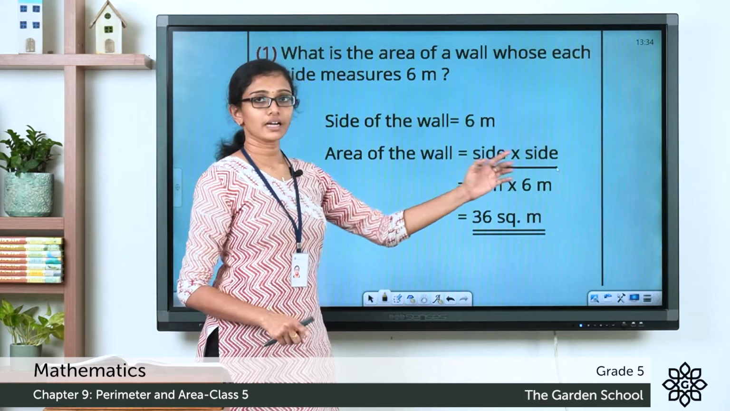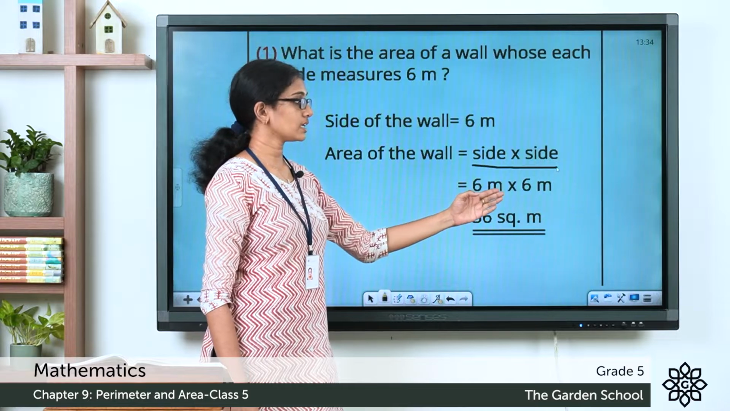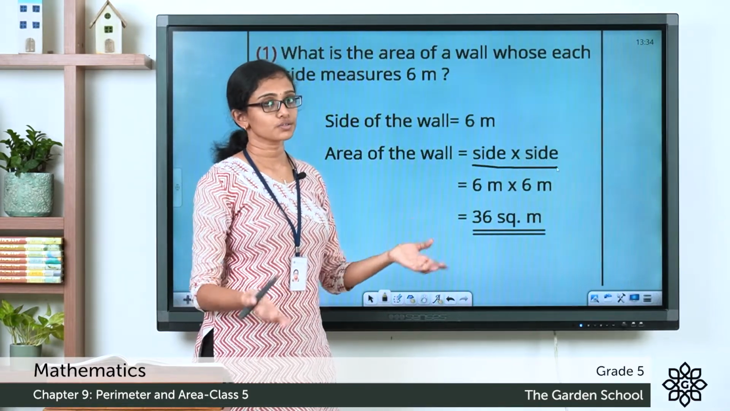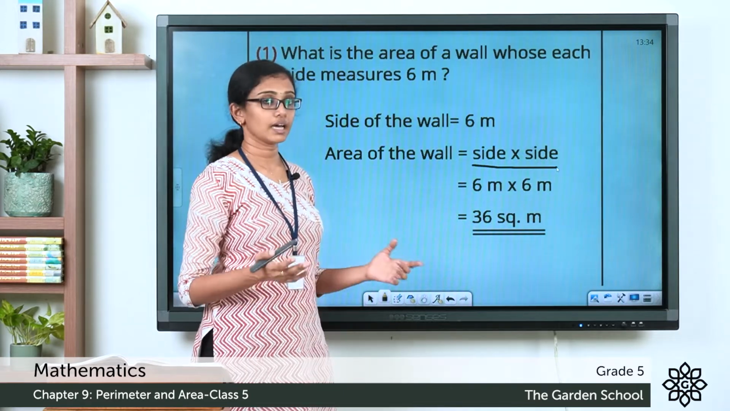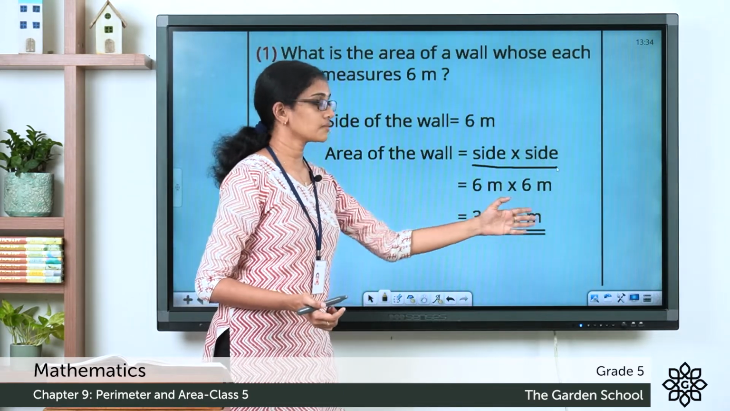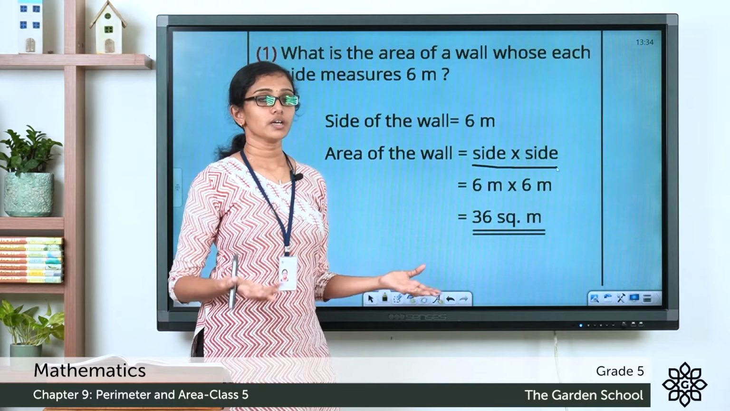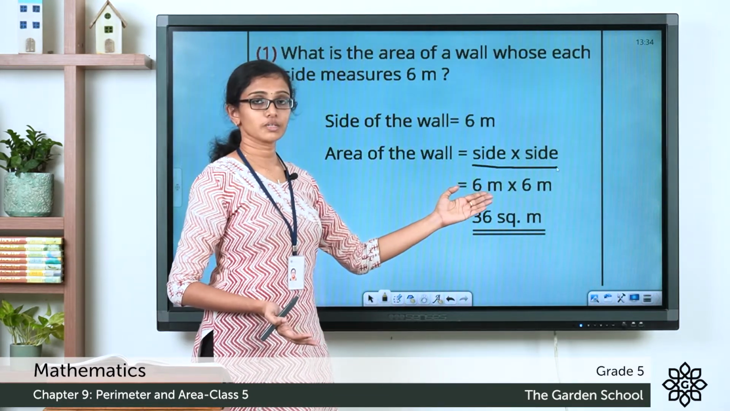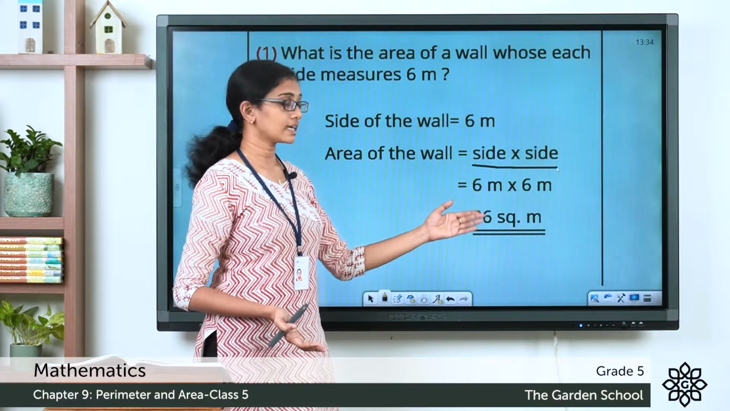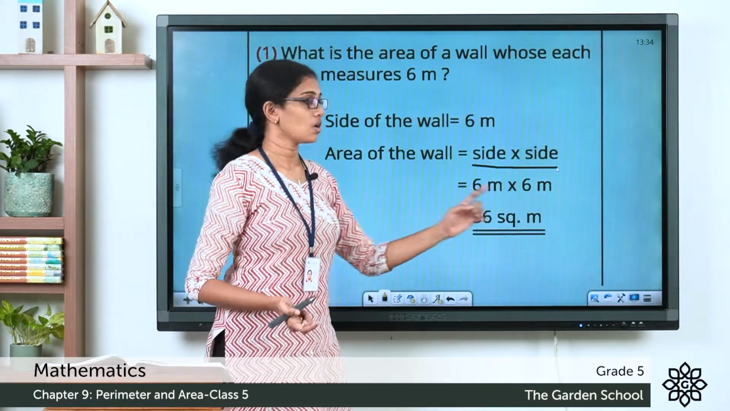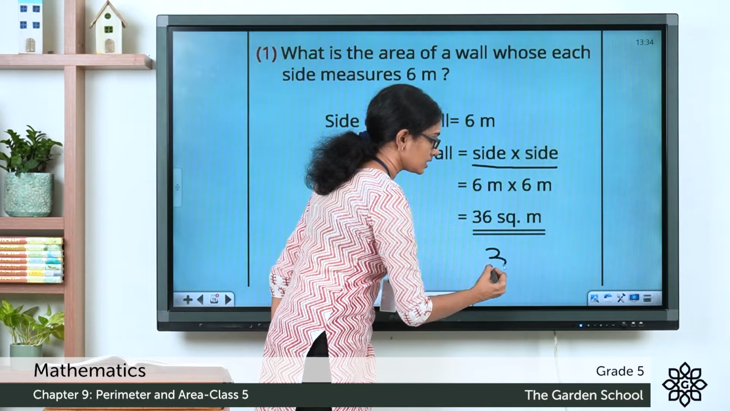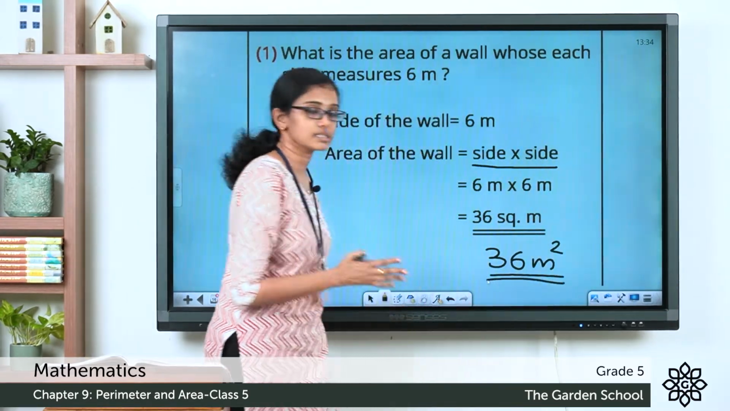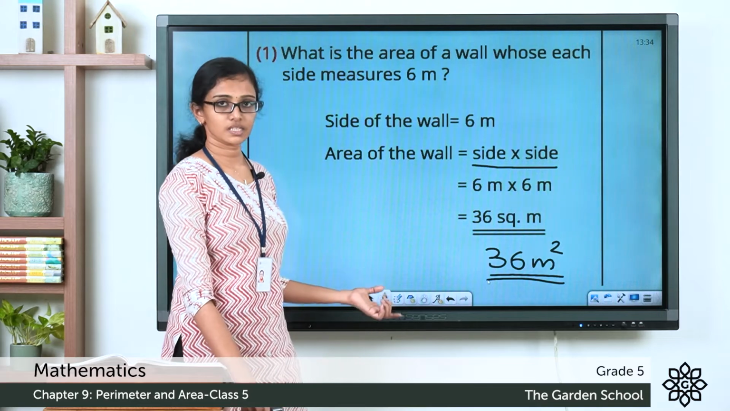So side into side is equal to 6 meters into 6 meters, which is equal to 36. 6 into 6 is equal to 36 and 36 square meters. We measure area in terms of square units. Here the units of the measurements are meters. So we write 36 square meter, or you can also write it like 36 meter square. Both are the same thing. So I hope this is clear to you.